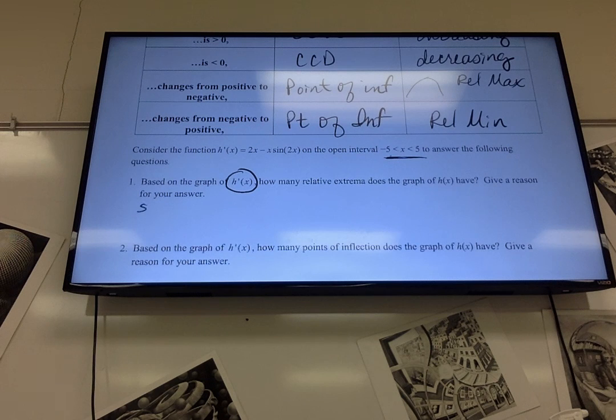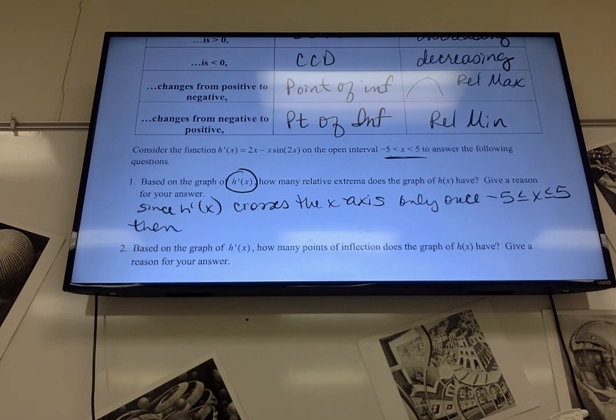So we'll write this out so you can look back and hopefully remember. Since h prime of x crosses the x-axis only once from -5 to 5, then h of x has only one relative extremum.